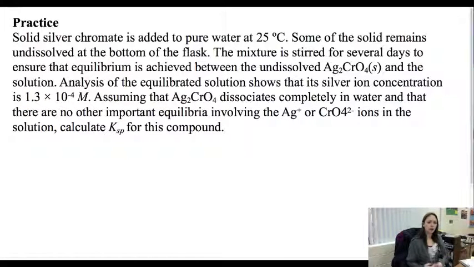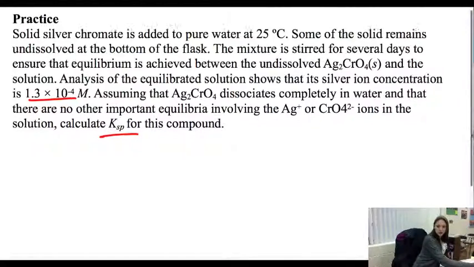I have solid silver chromate added to water. Some of my solid remains at the bottom, which means I have a saturated solution. My mixture is stirred to make sure that equilibrium is achieved between my undissolved solid and my solution. I analyze it and figure out that my silver ion concentration is 1.3 times 10 to the negative fourth. If I assume that my silver chromate dissociates completely in water and there's nothing else going on, I want to calculate the Ksp for this particular compound.